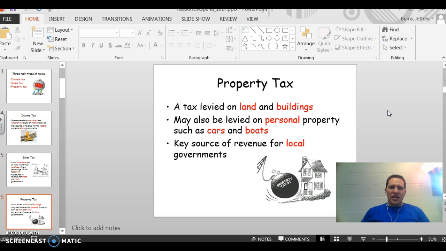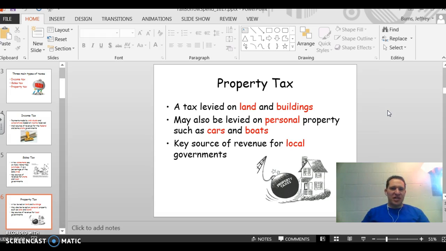All right, and then our third tax is a property tax, which is on land and buildings, and in some areas of the country, Virginia being one of them, personal property tax. You own a car, you have to pay a tax on it every year. The more valuable, the more tax you pay. And this is going to be our key source of revenue for local governments. Property taxes, local governments. Regulating land use is one of the powers of local government that's given to it by the Virginia Constitution.